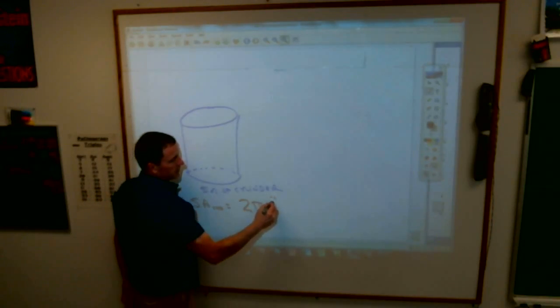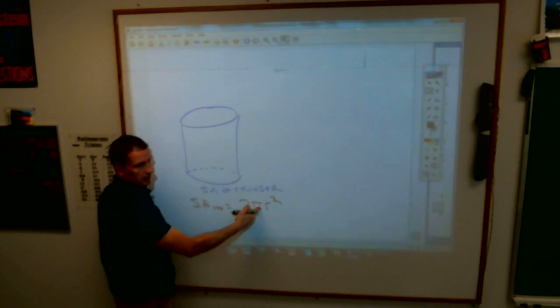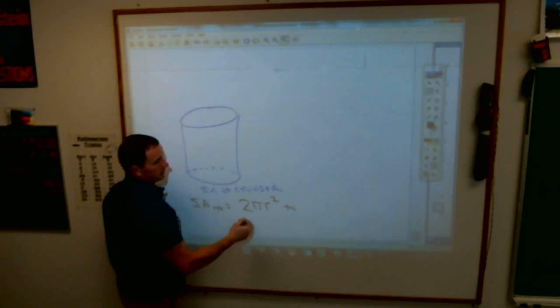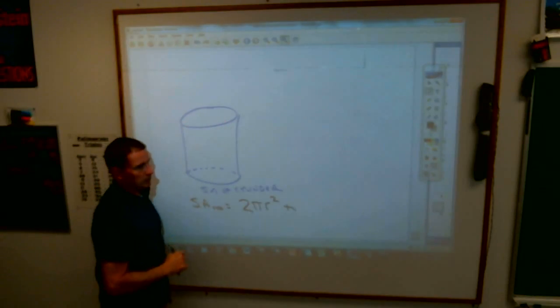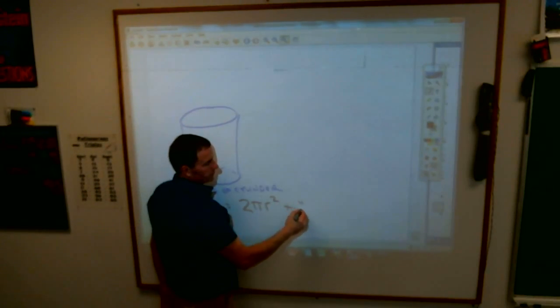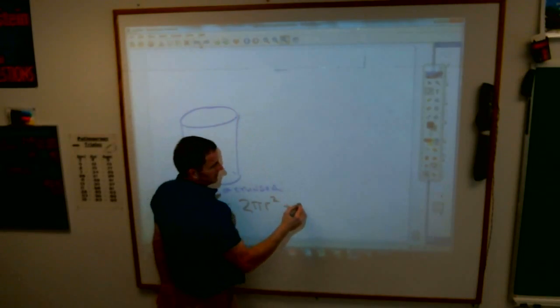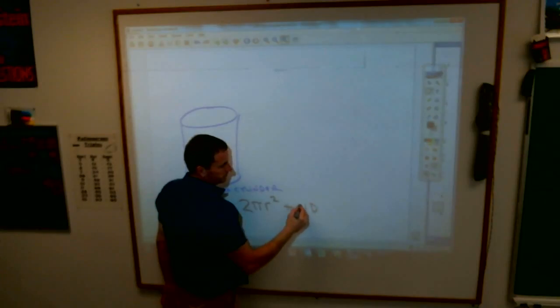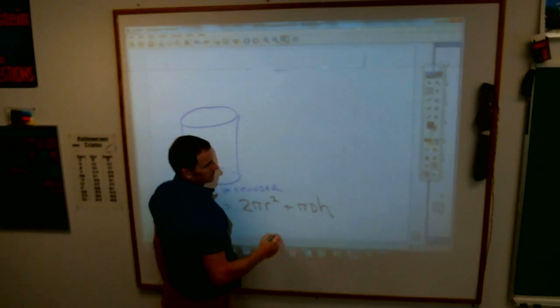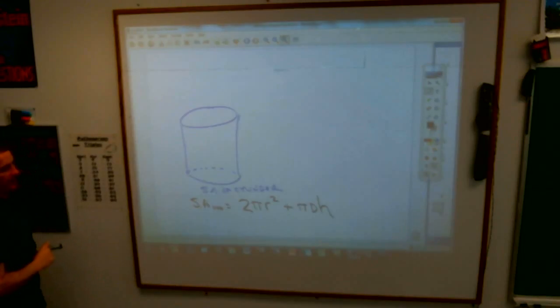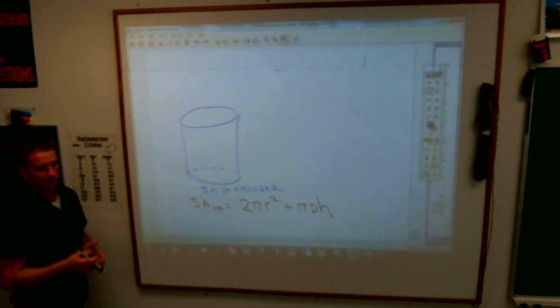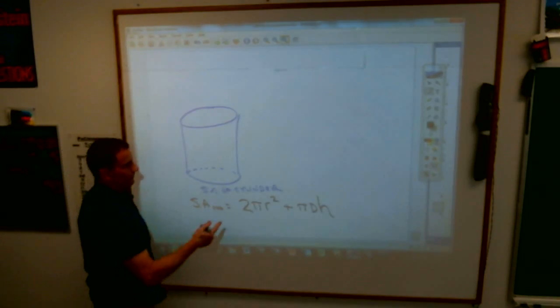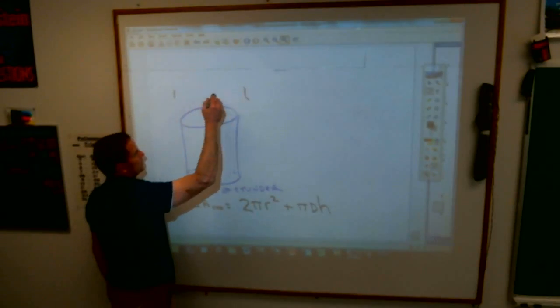So you have 2, what's the formula for the area of a circle? Pi r squared, 2 circles, the area of 2 circles, plus now you have to do the area of the label of the can, which is the circumference of the circle, which is where pi times diameter comes from, times height. 2 pi r squared plus pi times diameter times height. So no one can ever tell me they don't know how to do the surface area of a cylinder because I've given you the formula. Let's put it into practice here.